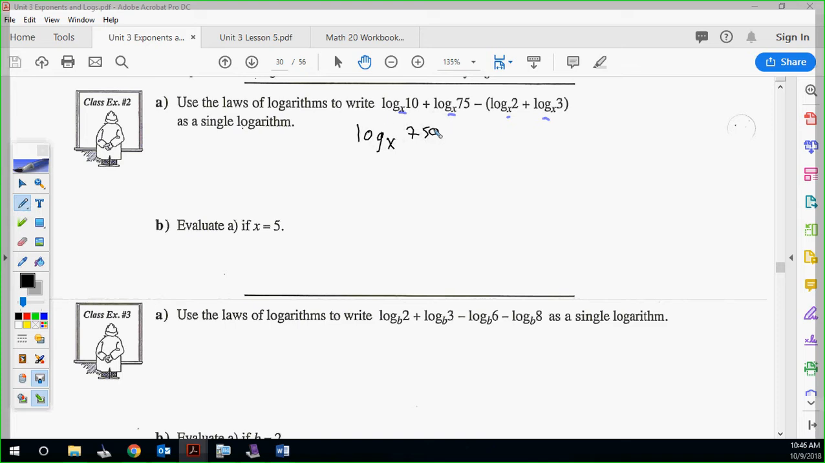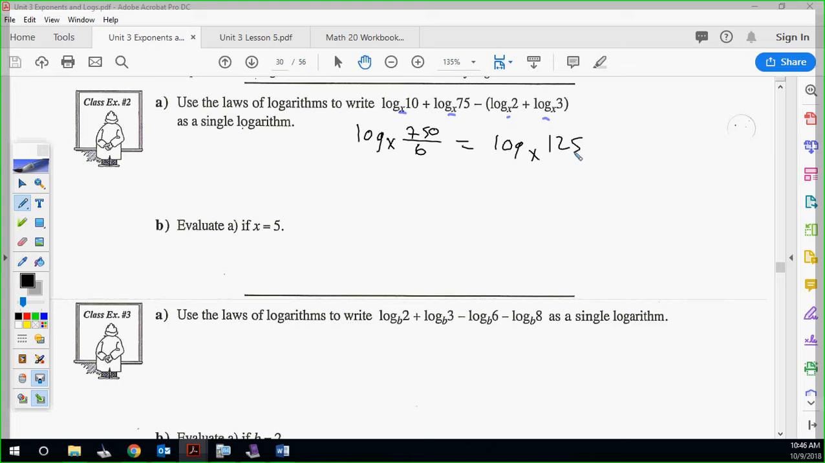And then it's going to be minus this product, which is 2 times 3, which is 6. So it's going to be 750 over 6. 750 divided by 6 can be done: log base x of 125. That's a single logarithm. For this, where it says single logarithm, I would write it as a single number if you can. I just don't know why you would want to leave it in fraction form, I guess is my question.